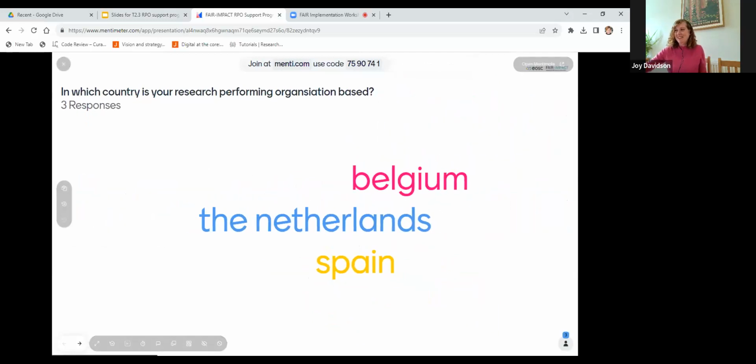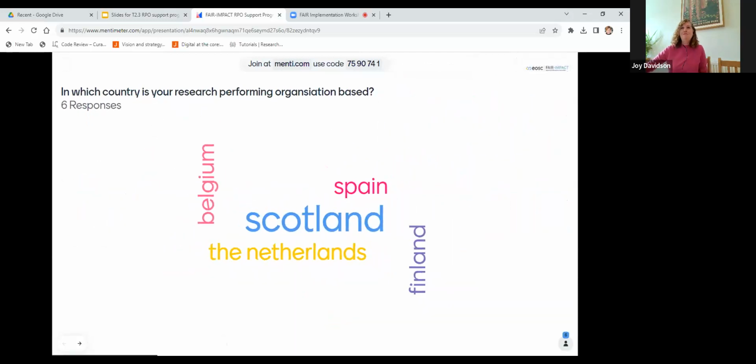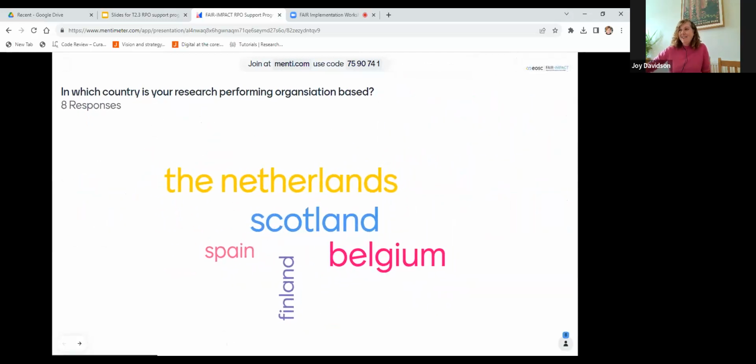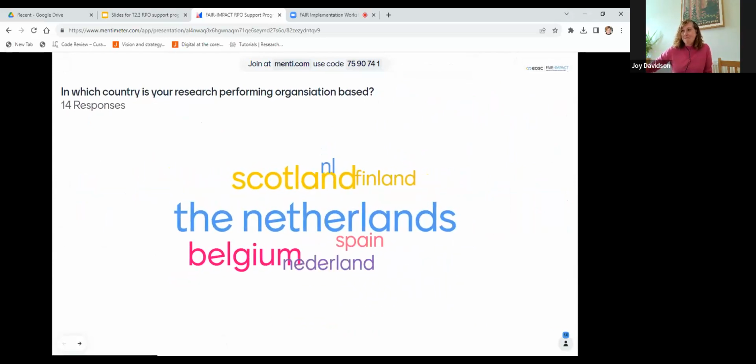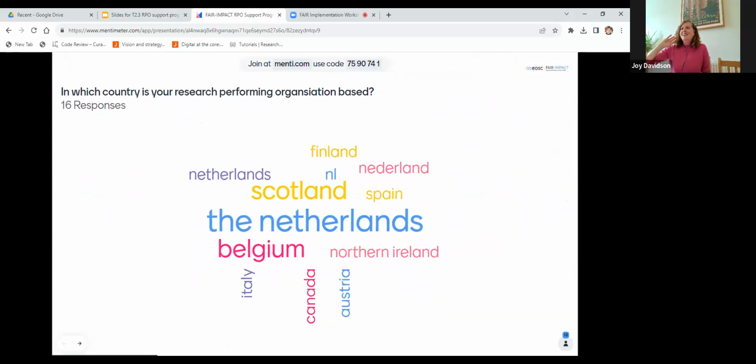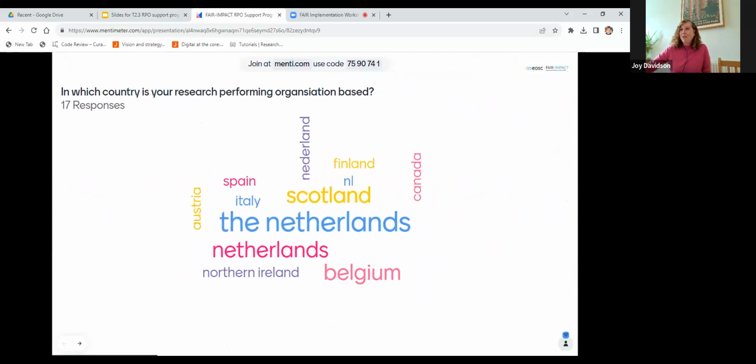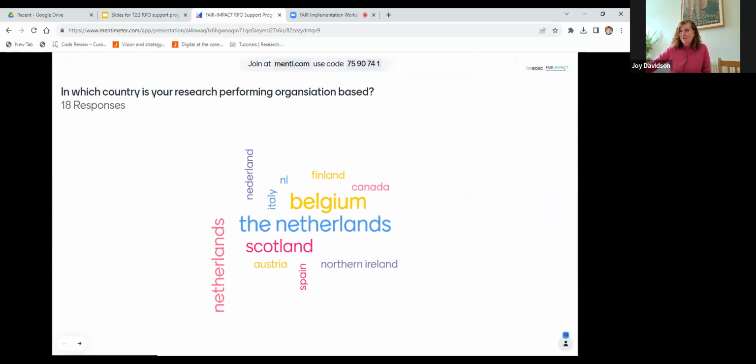Spain's first off the mark there. So Spain, Belgium, Finland, Scotland. Good to see some Scottish compatriots here. I'm based in Scotland too. So it looks like we've got quite a good range of countries in the room. So that's really great.